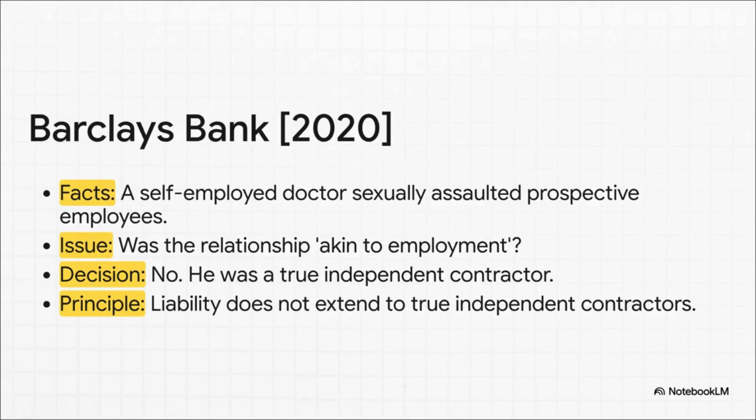So in this case, a doctor was hired by Barclays as a contractor, and he committed horrific sexual assaults. The victims argued that his relationship with the bank was so close it was akin to employment, but the Supreme Court said no. They made it crystal clear: if someone is genuinely running their own business, like this doctor was, then the principle of vicarious liability just doesn't apply.